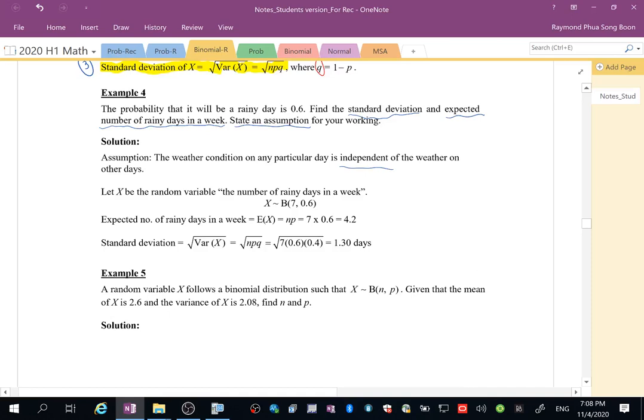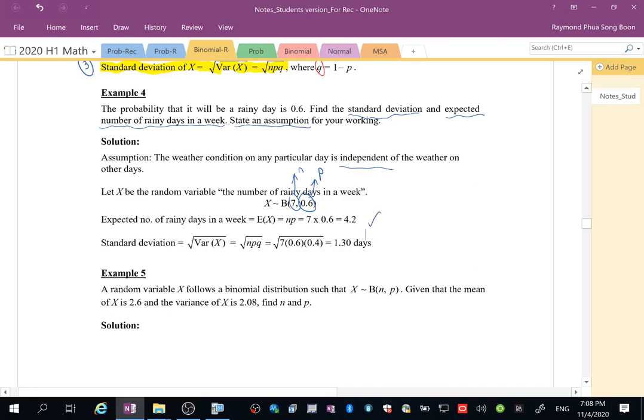So we define random variable X as the number of rainy days in a week. X follows a binomial distribution with n equals 7, because there are 7 days in a week, and p, the probability that a particular day will be rainy, is 0.6. So the expected number of rainy days in a week is the expectation of X. The formula is n times p. So 7 times 0.6, you get the answer 4.2.